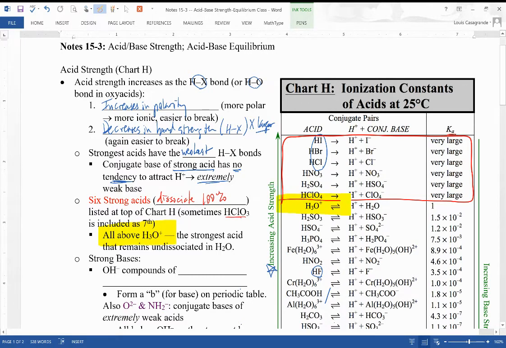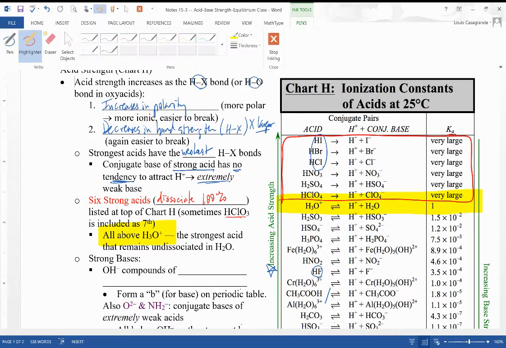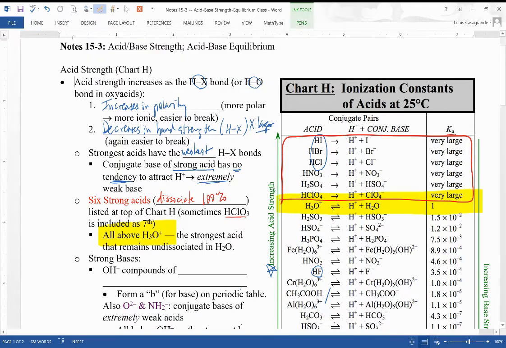So here's our H3O plus. Now it has a Ka of 1 because essentially the concentration of H2O, H2O is a liquid, and the concentration of H plus is the same as the concentration of H3O plus. So products over reactants equals 1. And the idea behind H3O plus is that it's the strongest acid that can remain undissociated. In other words, it doesn't lose a proton in water.